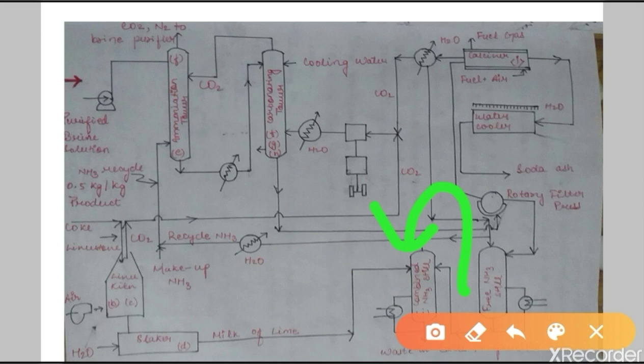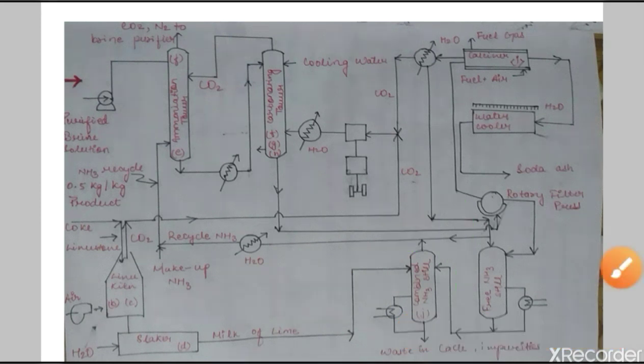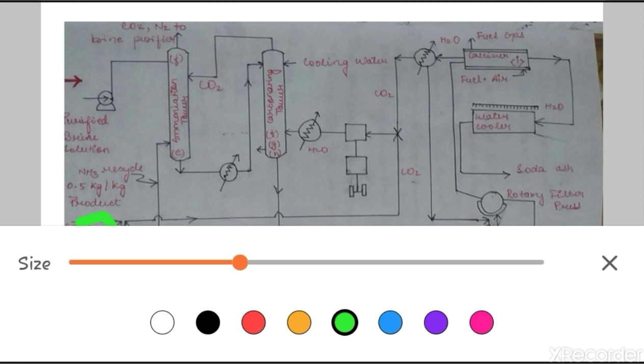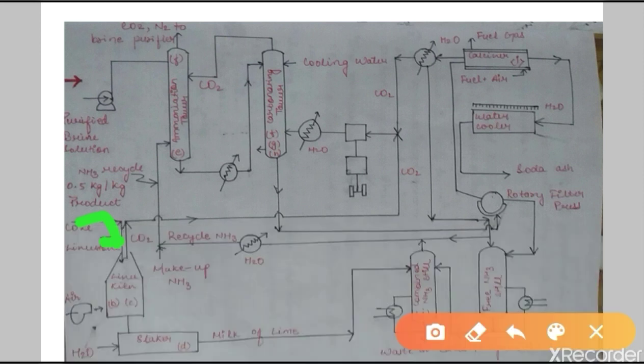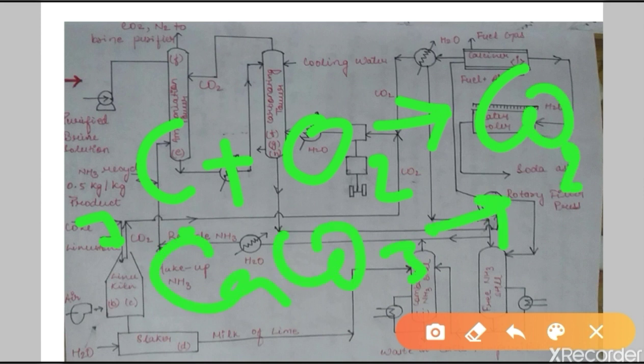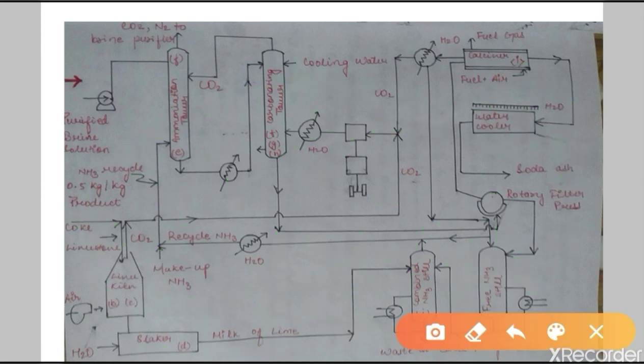Here we get milk of lime, and how is this milk of lime prepared? In the lime kiln, coke and limestone are supplied, and then the reaction occurs: carbon, that is coke in the form of carbon, reacts with air and gives carbon dioxide. Similarly, CaCO3 is decomposed and gives CaO plus CO2. So this is the reaction occurring inside the lime kiln.